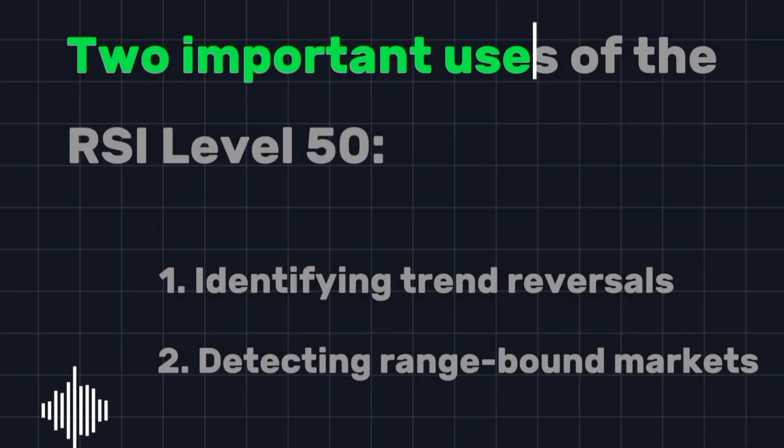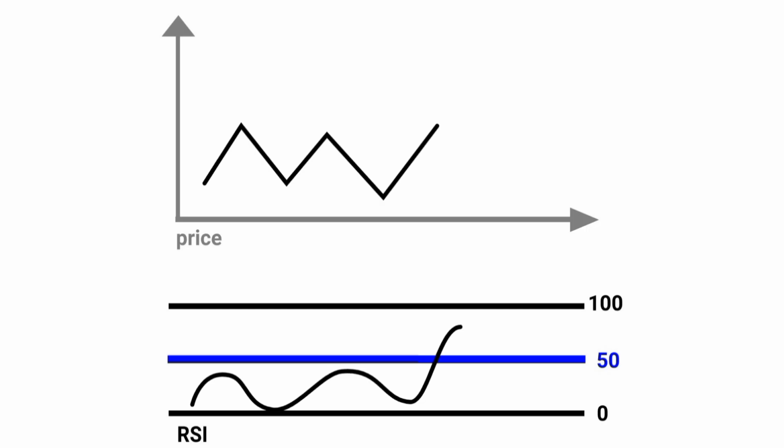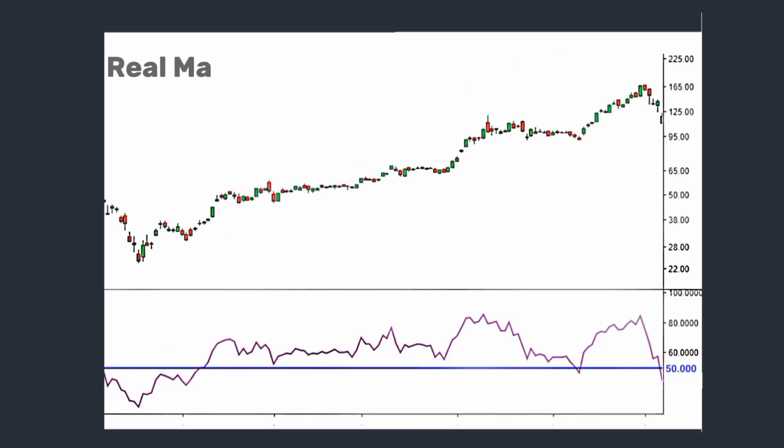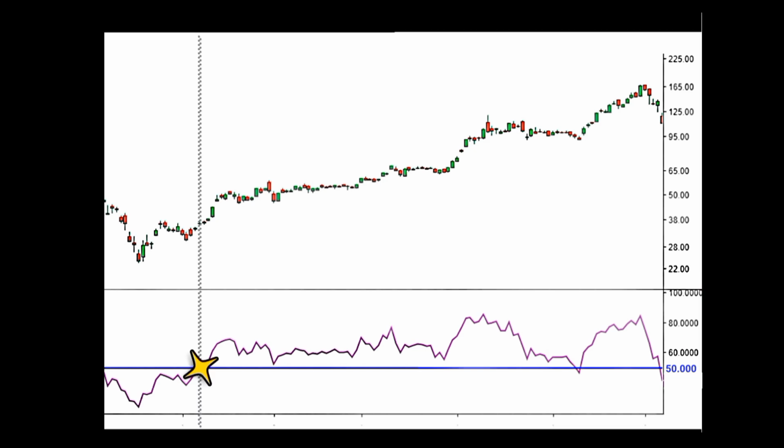2 important uses of the RSI level 50. 1. Identifying trend reversals from bullish to bearish and vice versa. Think of level 50 as a dividing line between buyers and sellers. When the RSI crosses above 50, it can often mark the beginning of an uptrend. Real market example. In this chart, after the RSI crossed above the 50 level, an uptrend formed in the price.